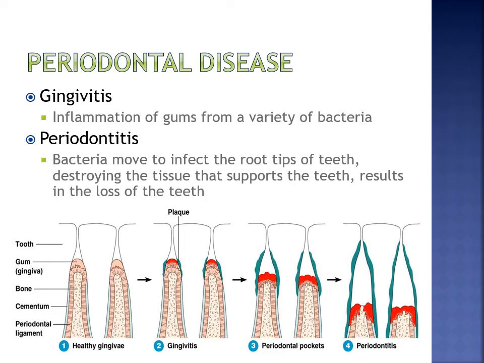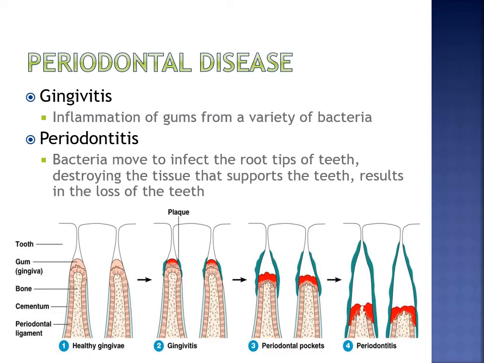Next, we have periodontal disease. This actually starts in stages, starting with gingivitis. Gingivitis is just an inflammation of the gums from a variety of bacteria, typically caused, again, by poor oral hygiene. Not flossing is the biggest one, where plaque starts to build up, like you see in the image there, between the little teeth. Then, if that continues, it will eventually turn into periodontitis, which basically means you've upset the teeth themselves.